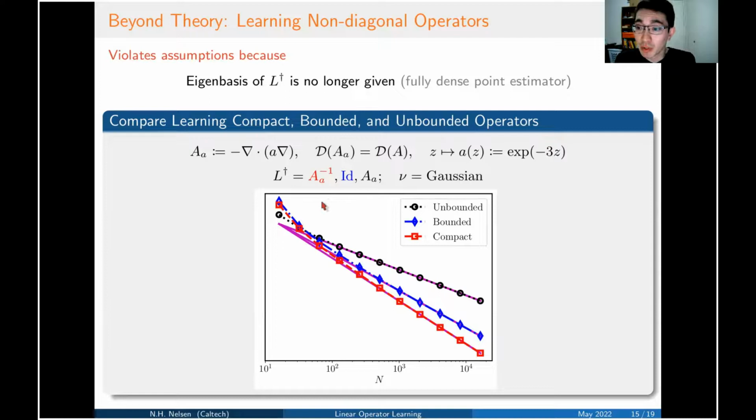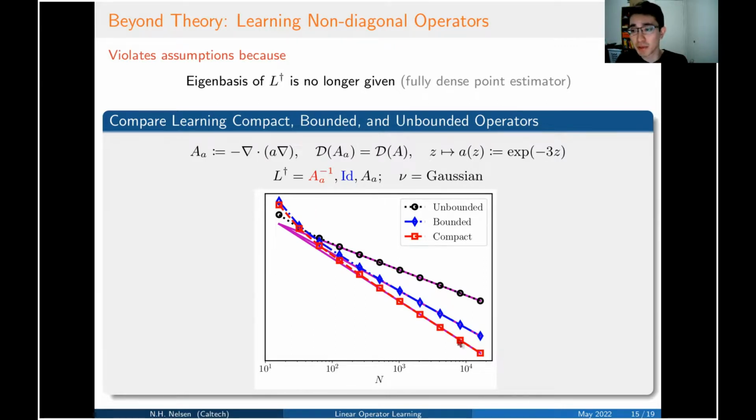but the results do really carry over quite strikingly. So here we're taking a similar example as the first, but now the operator is in divergence form with a variable coefficient. So now we don't have the eigenvectors because they depend in a quite complicated way on this coefficient function. It's a smooth coefficient function in this case. And we take the same operators. We're learning this differential operator itself, the identity operator, and the smoothing inverse of that, the smoothing operator.